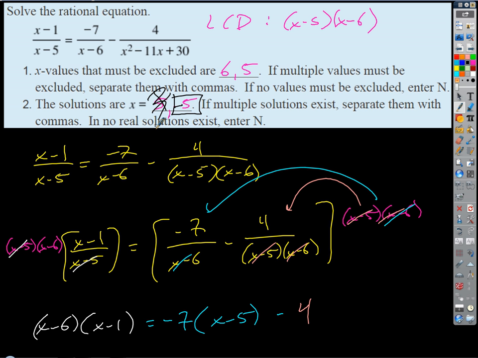Wait, what was that other number? 5. Why can't we put that in there? Because it's excluded, right? It's our domain: x cannot equal 5, x cannot equal 6. So 5 can't be an answer.